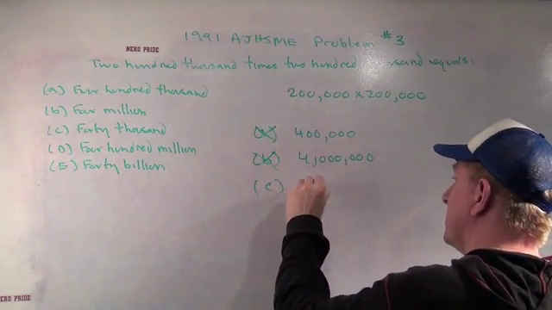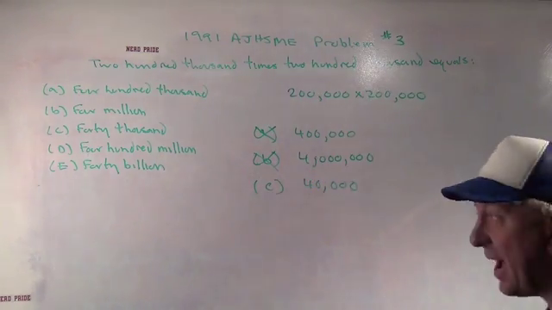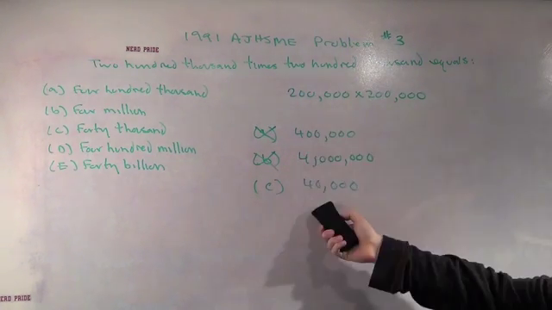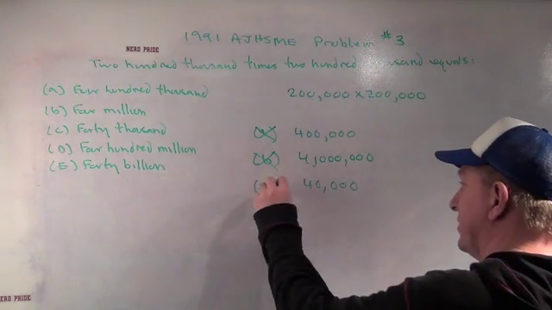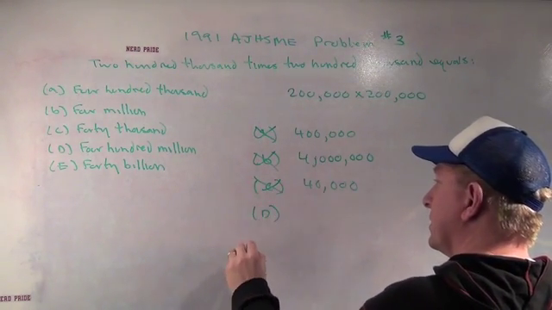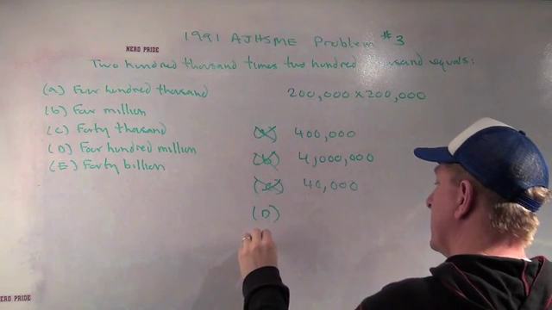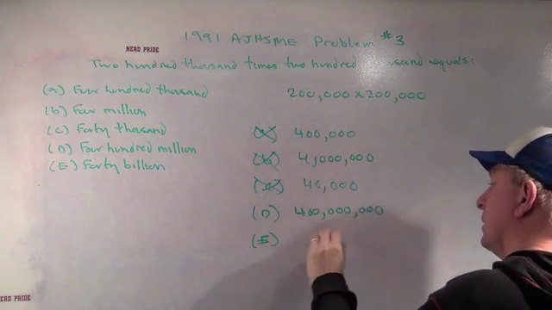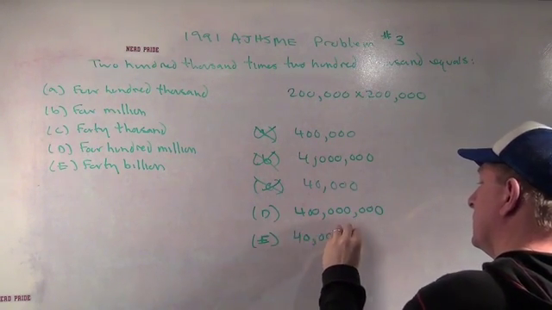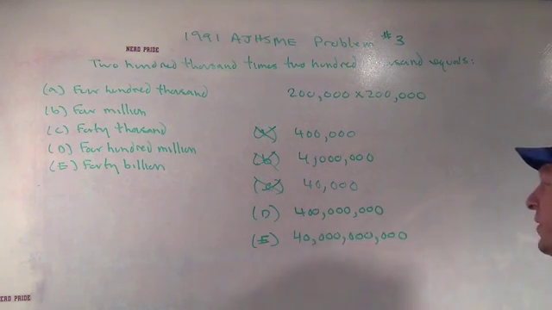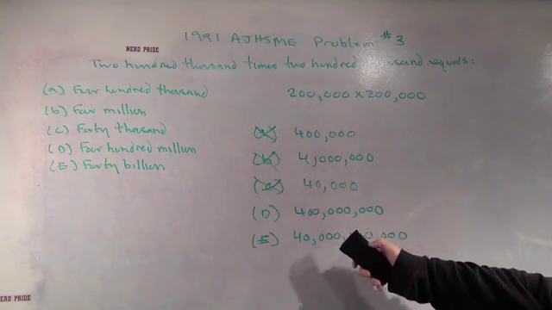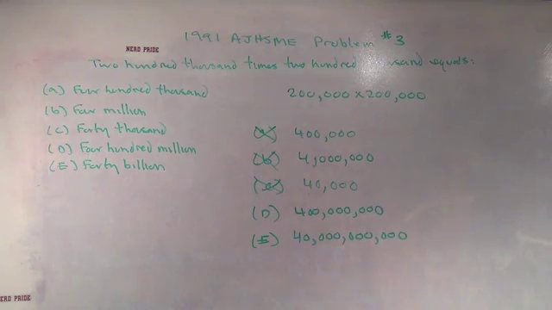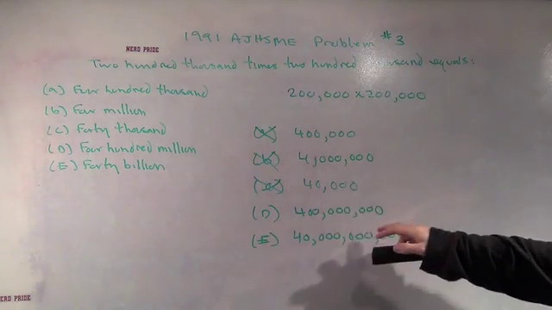C, 40,000. 200,000 times 200,000 is definitely not going to be less than 200,000. And 40,000 is less than 200,000. And now we get to D and E. 400 million and 40 billion. Okay, now these are both really big numbers. So now we don't know for sure what to do, but you can see that we are able to eliminate 3 choices pretty easily. So let's see if we can get up to 400 million.